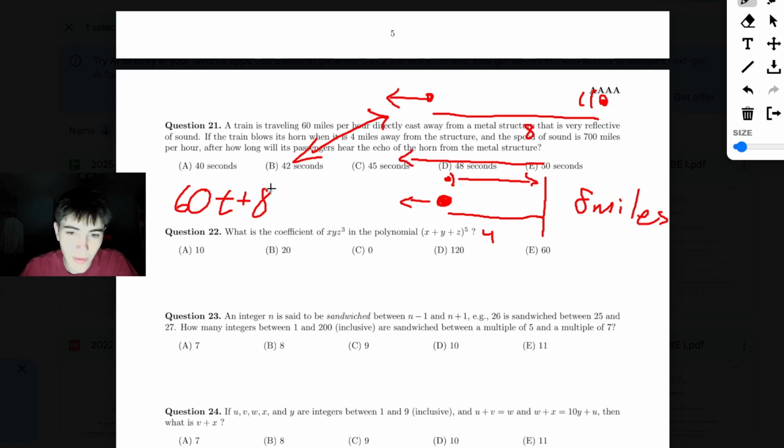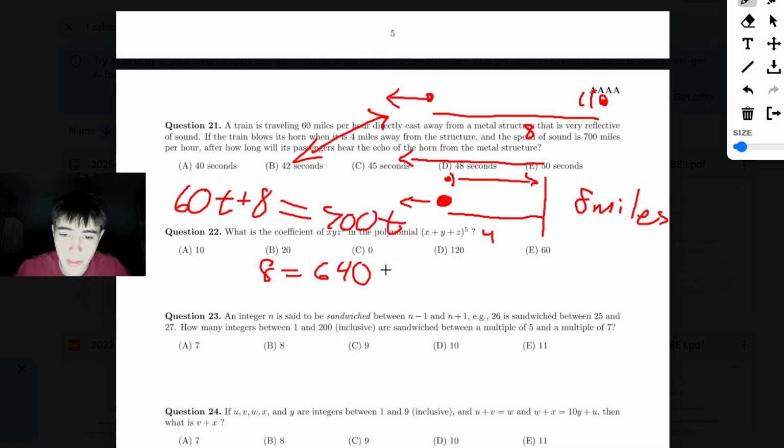So we would say 60t plus 8 is how far the train is from the starting point of the noise at time t. And the noise's distance from the starting point is going to be 700t. If we want the two of these to meet at time t, we set these equal to each other. So 8 would be 640t. Then we divide by 8, and we get 1 equals 80t.